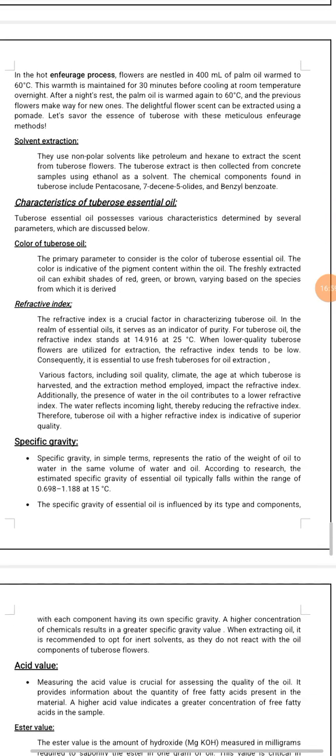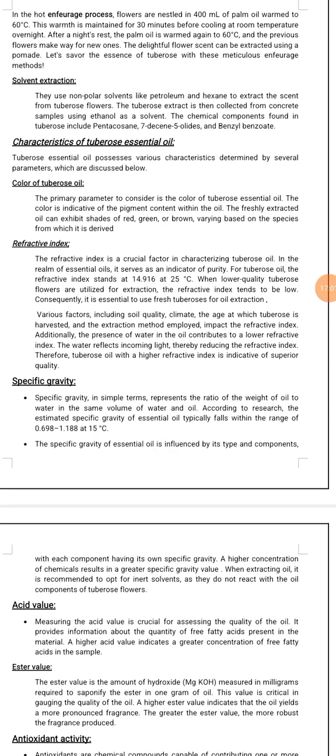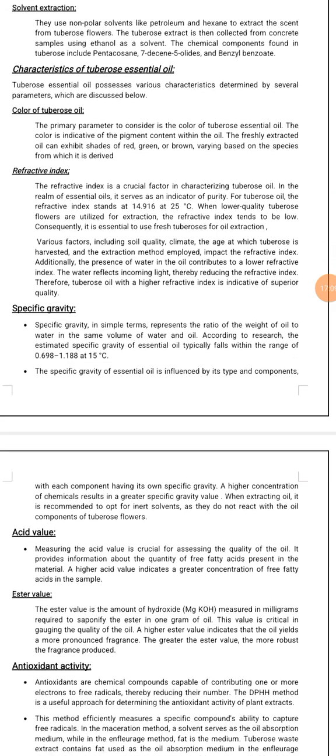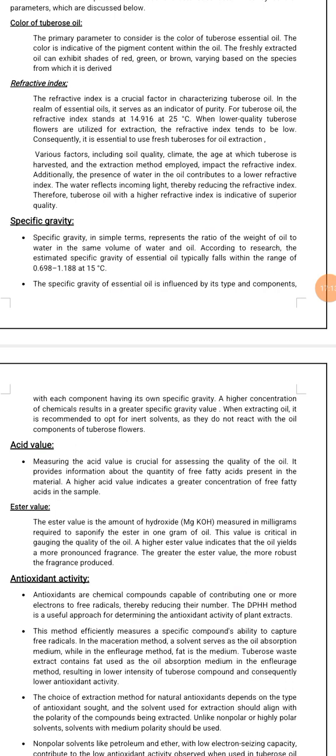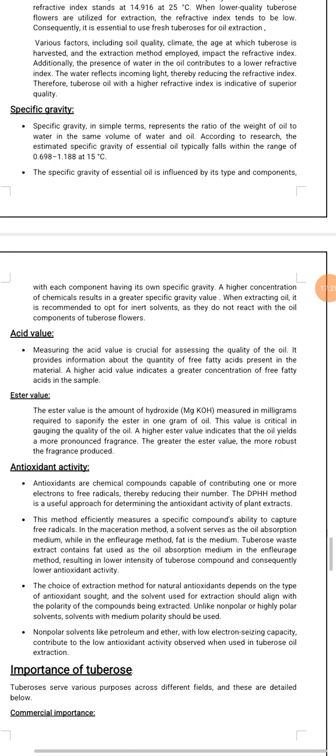Characteristics of tuberose oil. Color of the tuberose oil: the primary parameter to consider for the quality of tuberose is its color, which is indicative of the pigment content within the oil. The freshly extracted oil exhibits a red, green or brown color. It has a refractive index of 14.916 at 25 degrees Celsius. When we increase or decrease the temperature, obviously the interactive forces between the molecules will change, and the refractive index will also change.